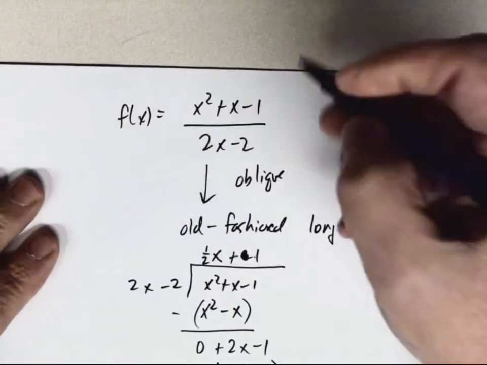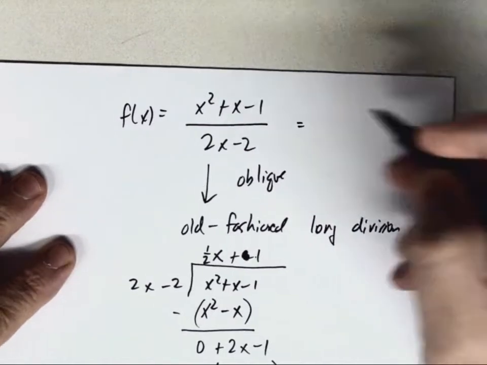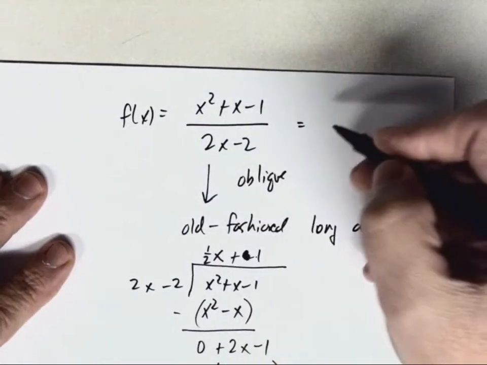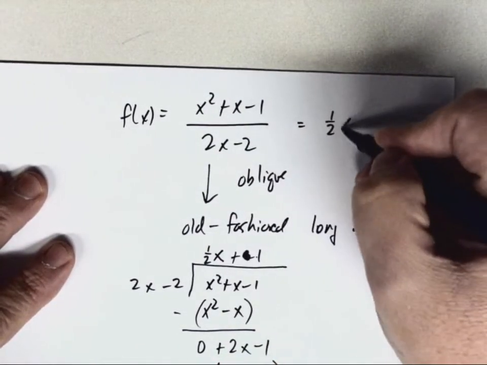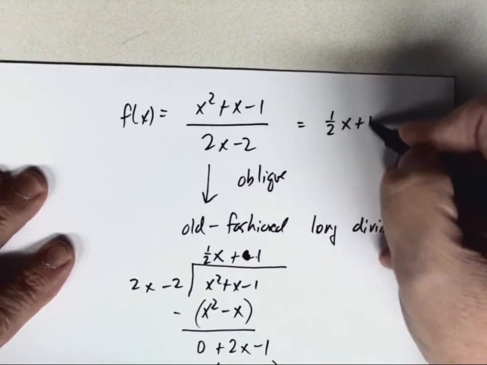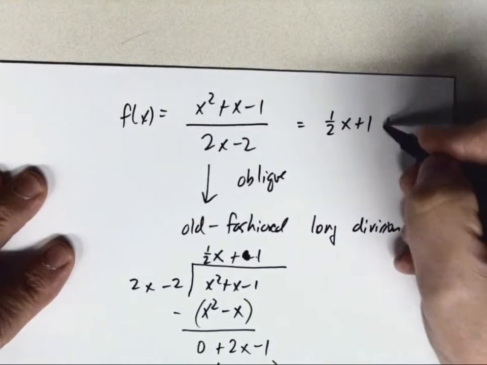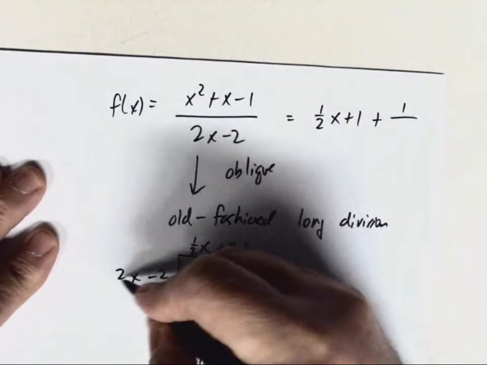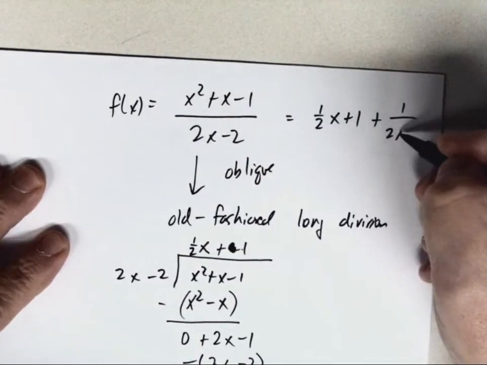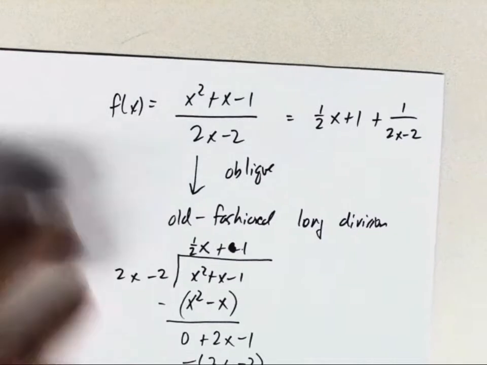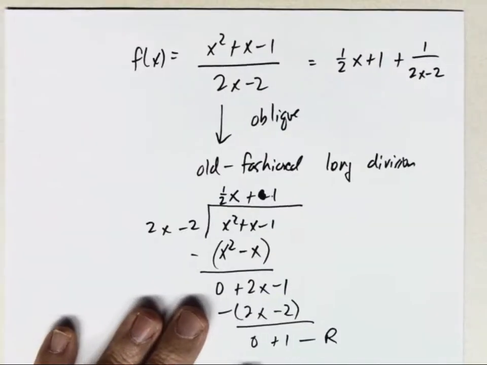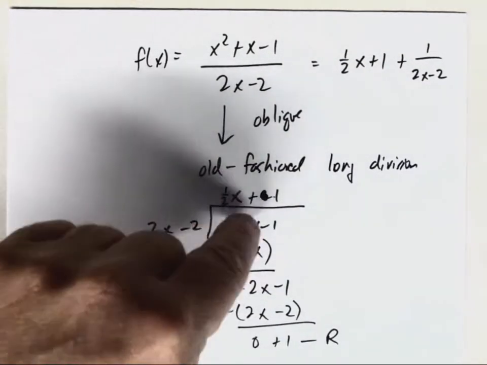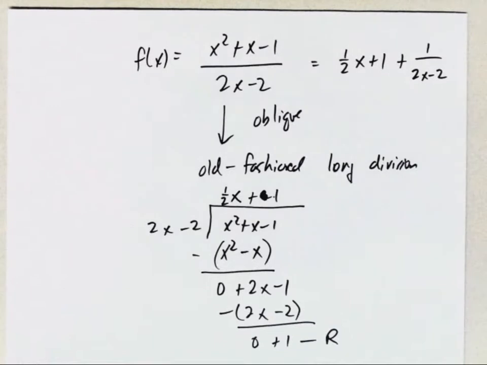So you know what I can say? This thing equals, I take this right here, 1/2 x plus 1, and then plus my remainder, 1 over the bottom. Now if you haven't done long division in a long time, and especially long division with these polynomials, then you might need to get some help with it, but this is what happens.